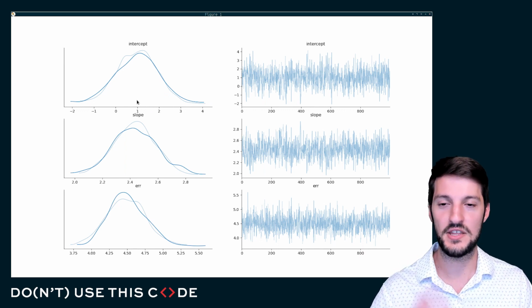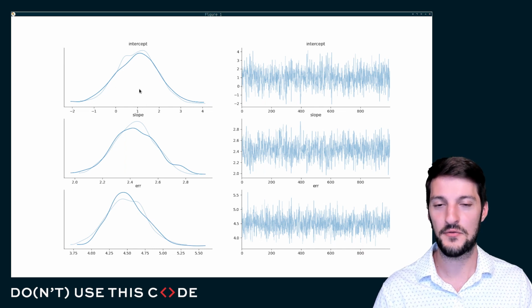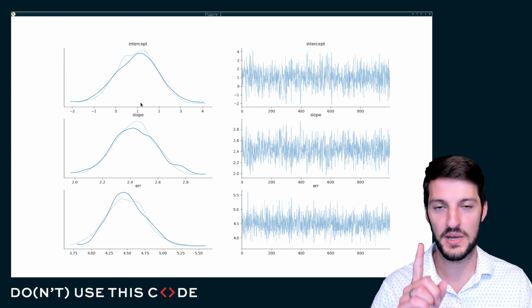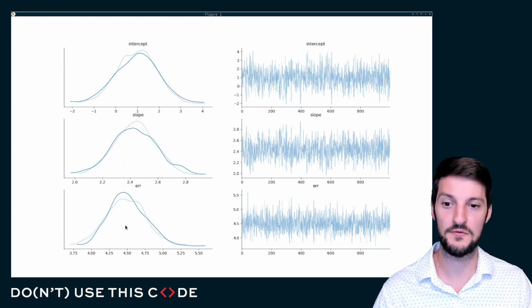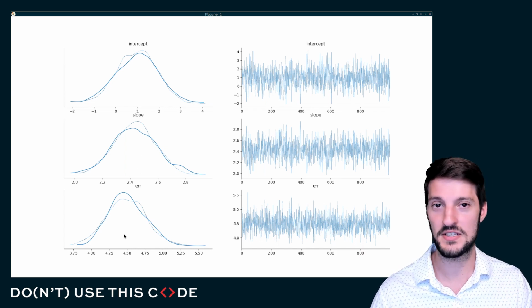And here, I've plotted the marginal distributions, and all marginal posteriors are is just saying, out of all of my hypotheses for my intercept, this was the most likely, where my intercept was 1. Out of all my possible values for my slope, this was my most likely one, where my slope was about 2.5. And finally, out of all my possible hypotheses or scenarios for my error, we seem to get a value hovering around 4.5.